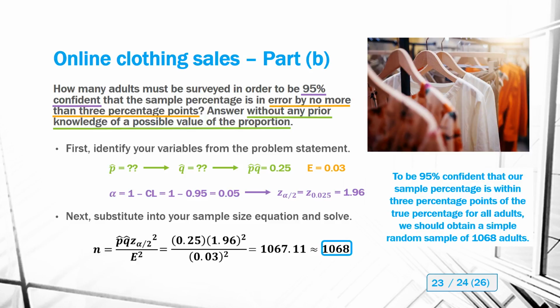To be 95% confident that our sample percentage is within 3 percentage points of the true percentage for all adults, we should obtain a simple random sample of 1,068 adults. Notice how this is a little bit higher since we used that estimate of 0.25 for p hat q hat. That's what we would expect, okay? We don't know what the value is, so we would expect our estimate to give us a result that's a little bit higher, okay, to fudge in the error from using an estimate for p hat q hat.